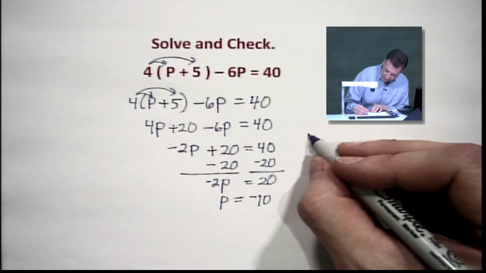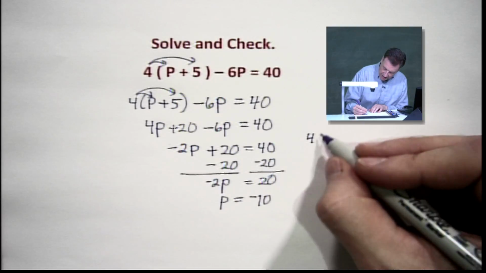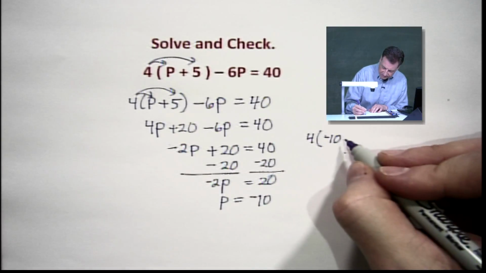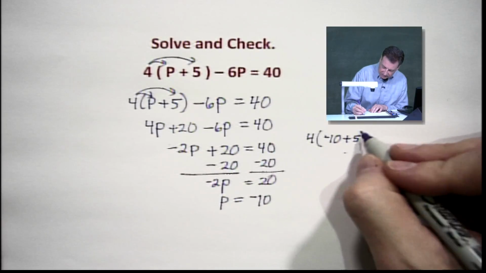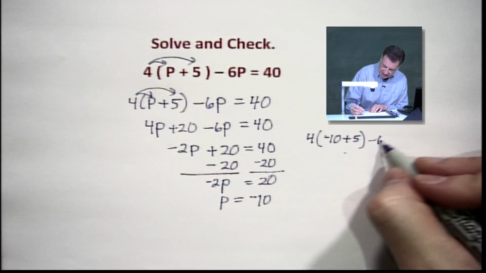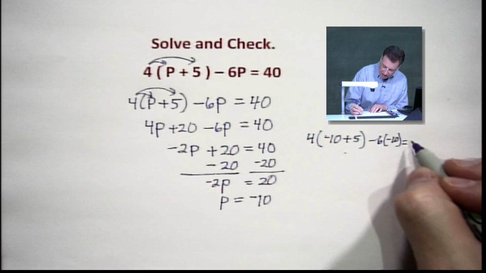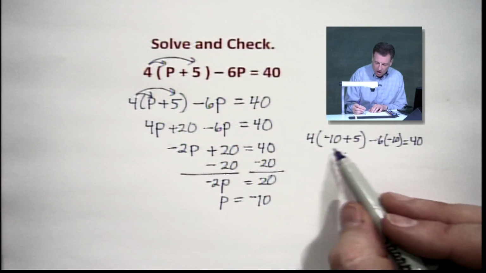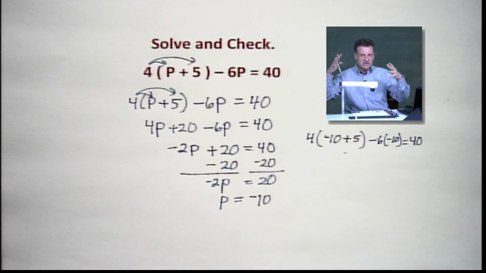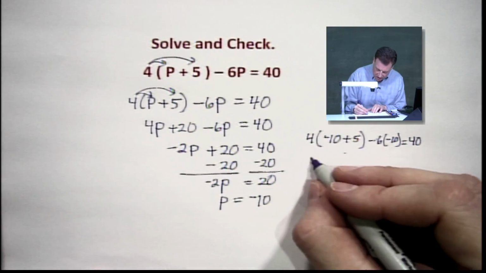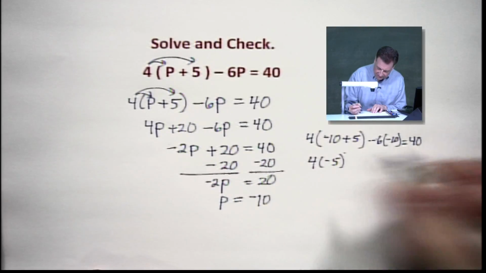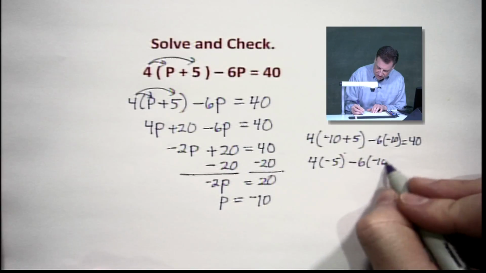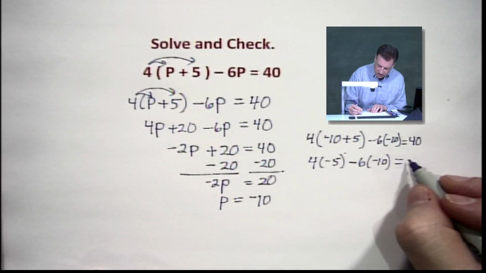Now, let's do the check. All right, let's see, we've got p, and I'm going to go ahead and put the value we found in there, this negative 10, plus our 5, minus 6 times our negative 10, and we're going to get 40. That's a lot of stuff going on there, folks. Work the parentheses. Remember, a good old Please Excuse My Dear Aunt Sally says go parentheses first. So we're going to take 4 times negative 5, and we're going to take this negative 6. We're going to subtract times whatever that gives us with that negative 10, equaling 40.